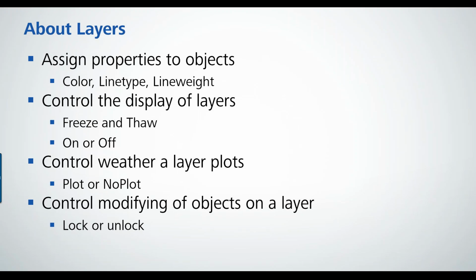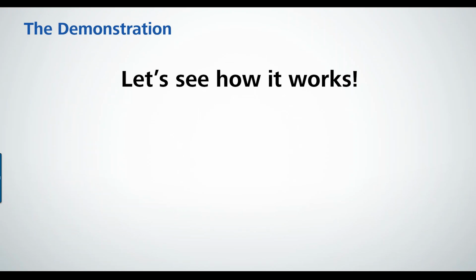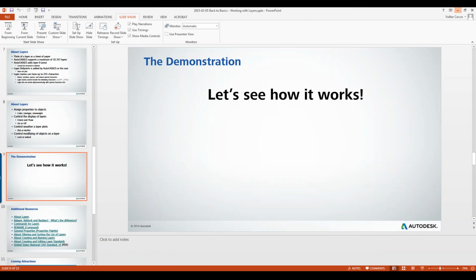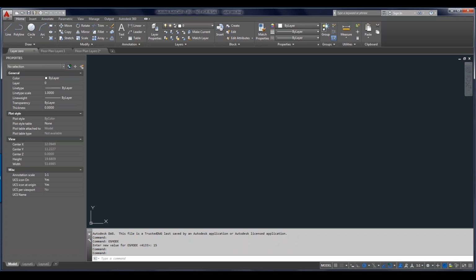We also have options to plot or not plot objects on a specific layer. So this is a real cool feature, as well as a lock or unlock function, which keeps you from modifying objects by accident on a specific layer. So let's see how all this works. I'll end my little show for right now, and we'll switch to AutoCAD.